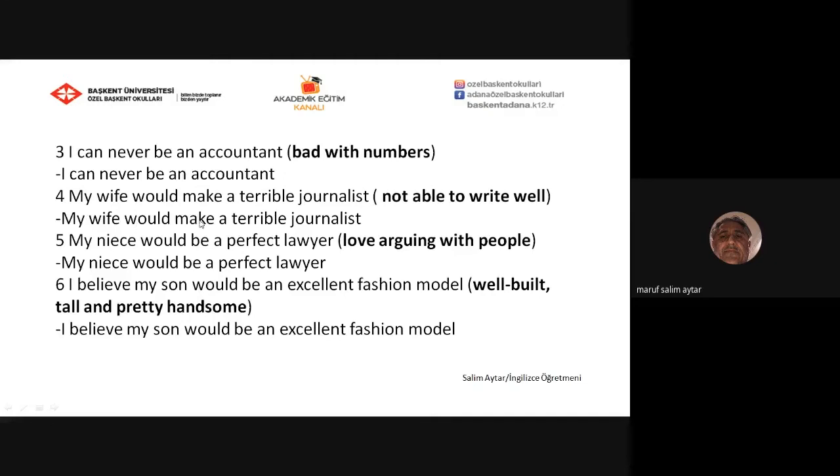My wife would make a terrible journalist. Why? See? My niece would be a perfect lawyer. And the main reason for that is that she... I believe my son would be an excellent fashion model. And your data for this? See, he's well built, tall, and pretty handsome. Can you explain it, please?